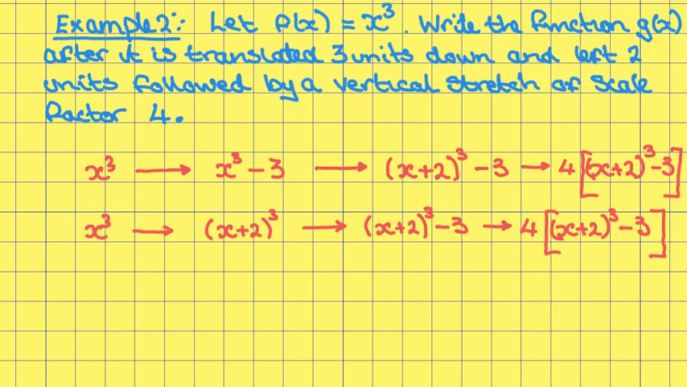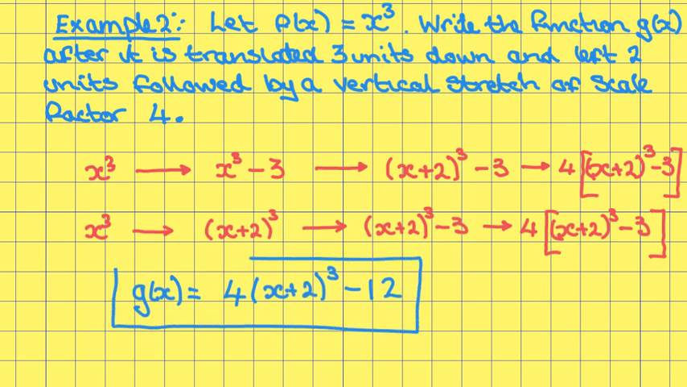And just to make it nice and neat, I'm going to multiply out the brackets. So therefore the final answer is 2 times x plus 2 cubed. 2 times minus 3 is minus 6. So g of x is equal to 2 lots of x plus 2 cubed minus 6. And that is my final answer.